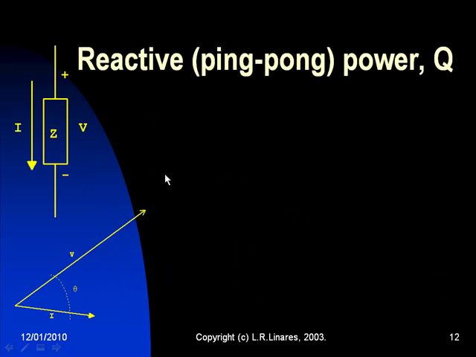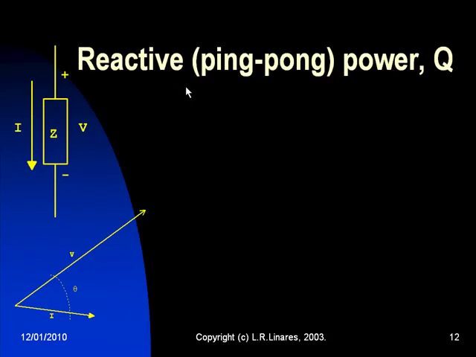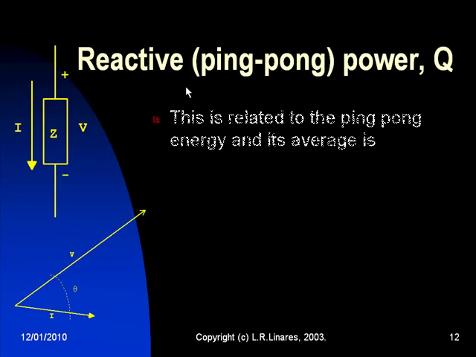What about that ping pong energy? There is some energy traveling back and forth between the load and the generators. So if you average that with respect to time, you get some power. We call that reactive power. Informally, only in this course, we're going to call that ping pong power. But the proper name is reactive power, Q.